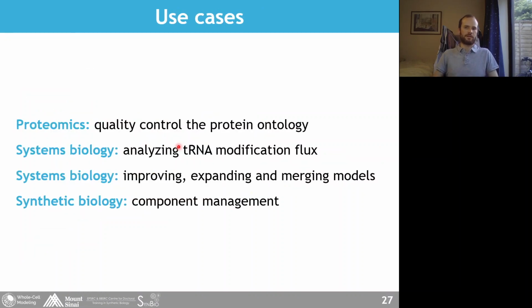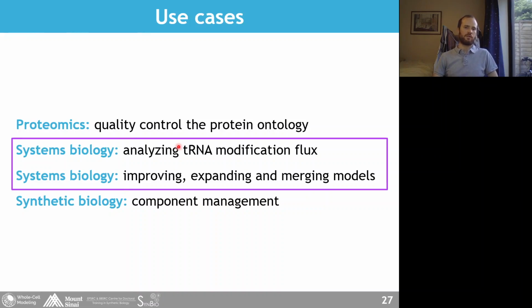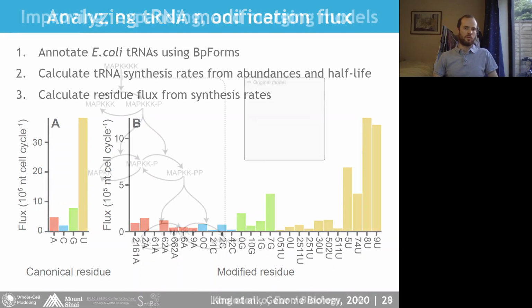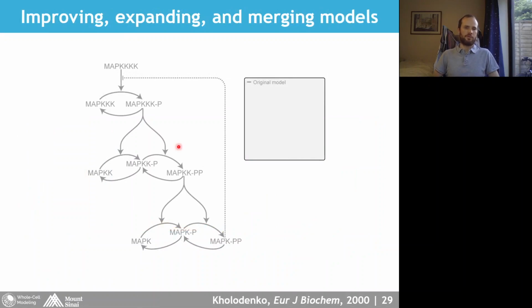We believe that BpForms can be used in different biological subdisciplines, but especially in systems biology. For instance, what we have done is we have analyzed the tRNA modification flux in E. coli. We also envision that BpForms can be used to improve, expand, and merge biological models.